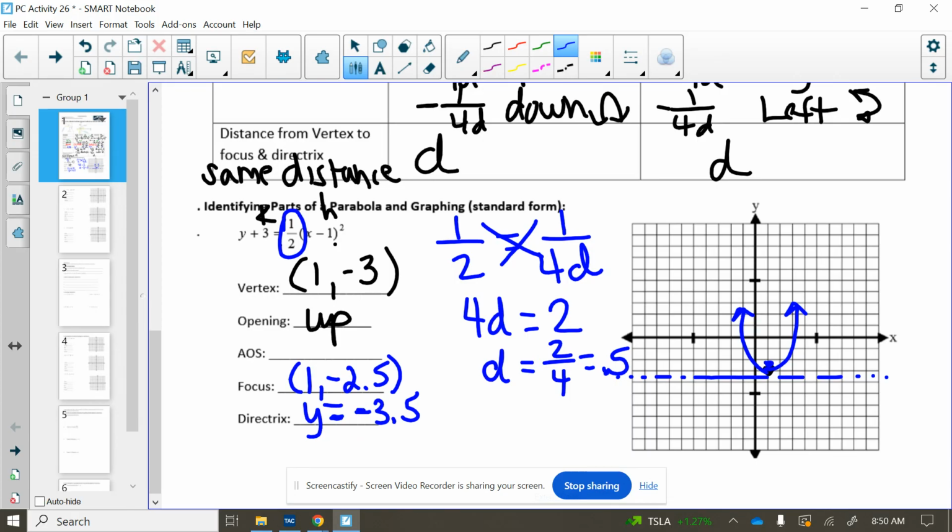Last but not least, our axis of symmetry this time, if you think about, okay, where can I fold this over so that our parabola is on top of itself? Well, it's a vertical line this time through 1.